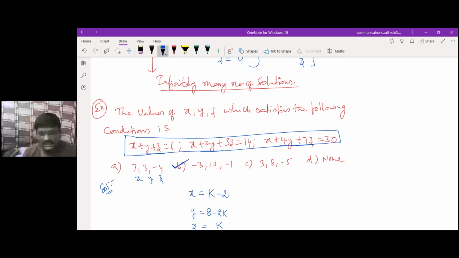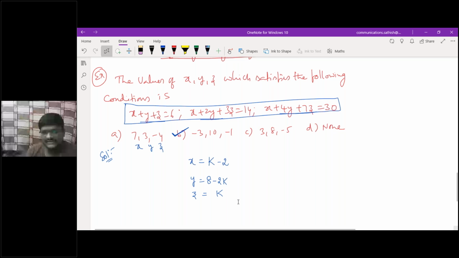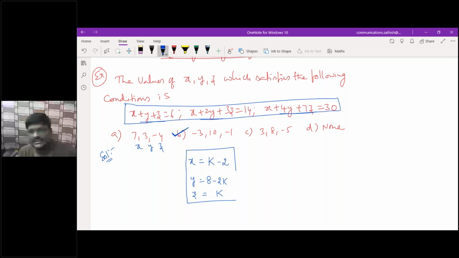You concluded this as what? A set of linear equations has what? Infinitely many solutions. So out of infinitely many solutions, which one is correct is what they want. That is the criteria.